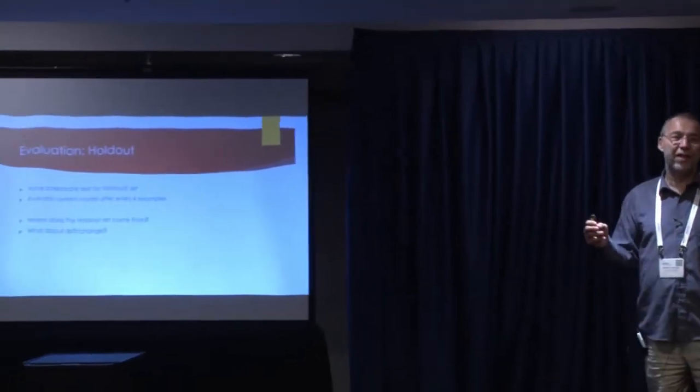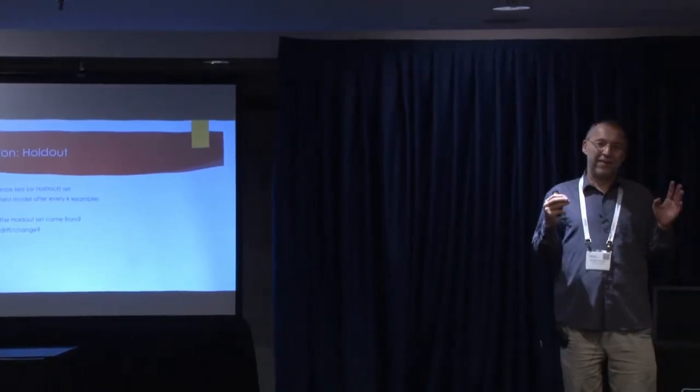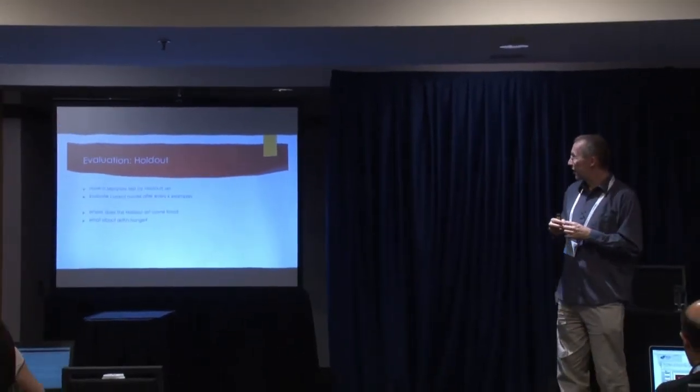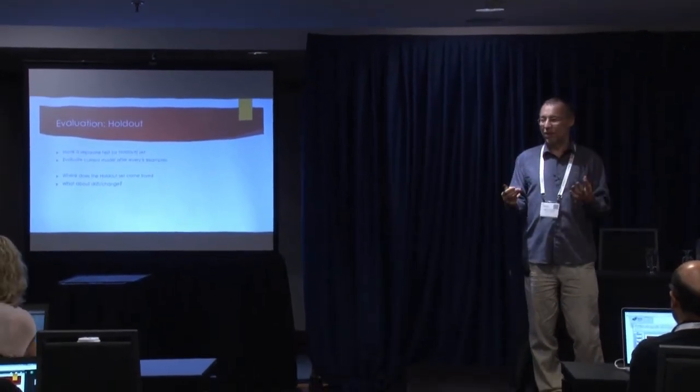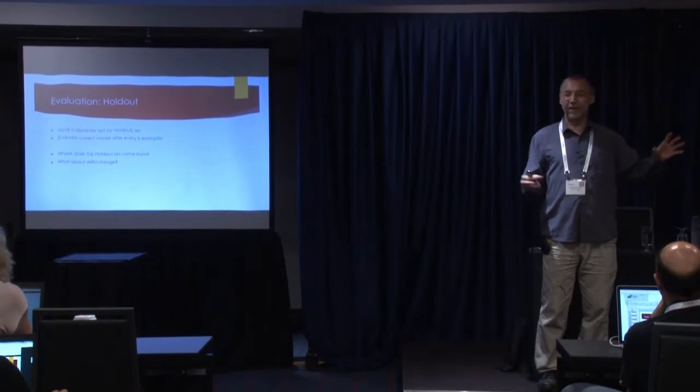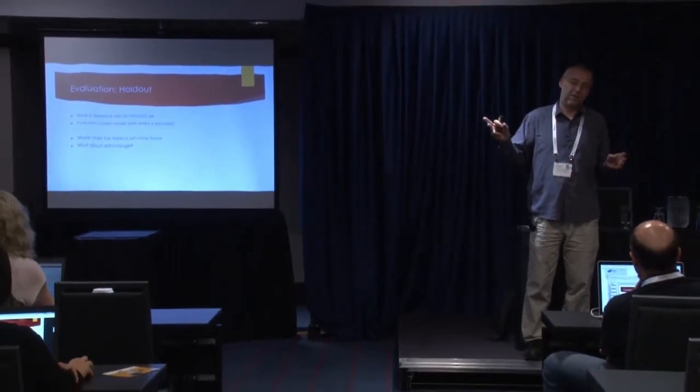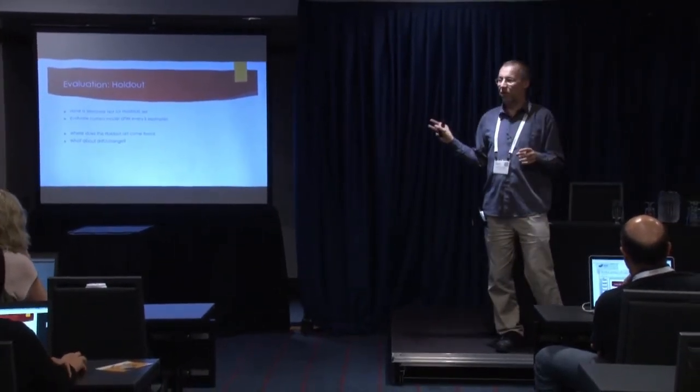Okay, this was change detection. Now, on to the issue of evaluation. The simplest way of doing evaluation in a regular machine learning setting is you have a training set and you have a test set. Here, this is sometimes called holdout.